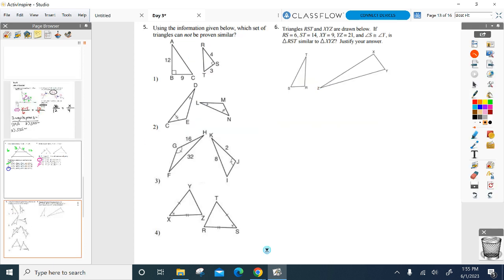Which ones are similar? Number one, they are not similar. That's side angle side, right angles in between. Number two, that's angle angle. Three, that's a hot mess. Not even the sides are in proportion. The angles aren't even in between. So you can't even get messed up either way. Why is four similar? We could say side angle side similarity.